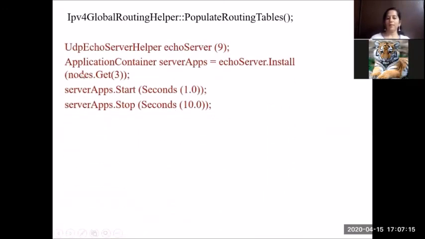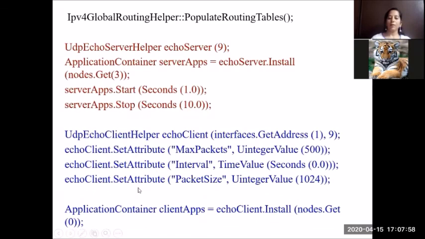As I told you, this UDP echo server helper will install an echo application on the server on port number 9. And there we need a container to hold the applications. We call it application container. The class name is application container and the object name is server apps. I'm going to name the object server apps, and there itself I will use the method to install the server app. Where am I going to put the server? I'll put it on node 3, the last node. The bottommost node is node 3. I'll install the server on node 3. I'll start the server application at 1 second and stop it after 10 seconds.